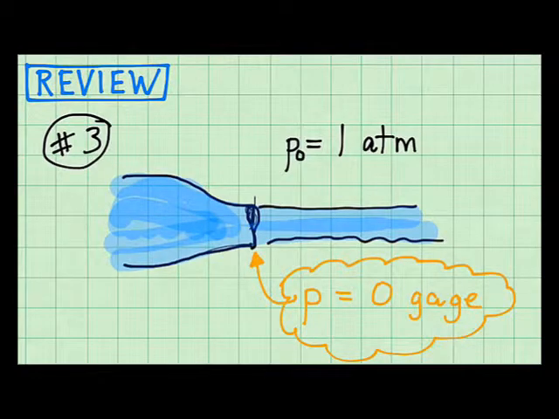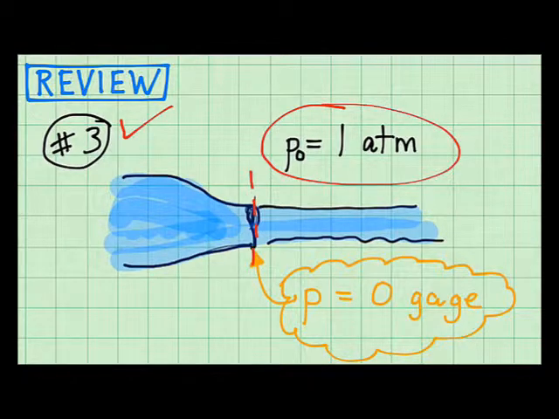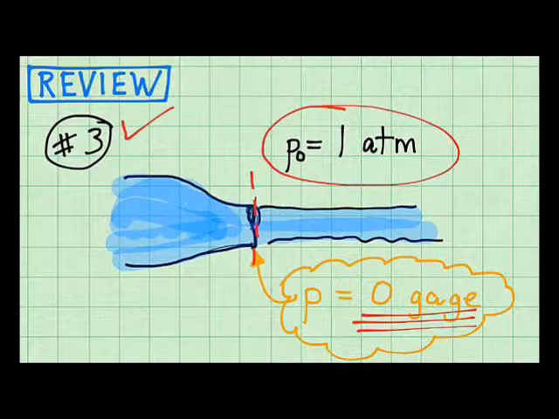Review comment number 3. Whenever you see a free jet discharging from a reservoir like this, you can set the pressure on the exit plane, that's this plane, equal to ambient pressure. And if the ambient pressure is 1 atmosphere, the pressure on the exit plane becomes 0 gauge. And we'll use this fact over and over in fluid mechanics.